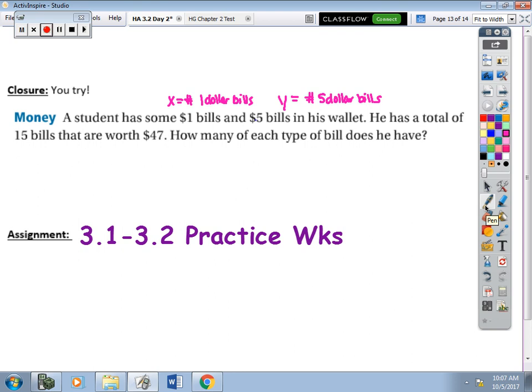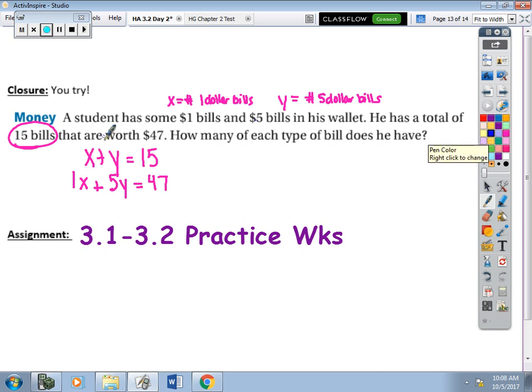So first of all, if he has 15 total bills, that means we're going to take the number of dollar bills plus the number of $5 bills and equal 15 bills. So one of my equations is X plus Y equals 15. Remember, the equation that uses the 47 has to have dollars in it. So $1 times X plus $5 times Y has to equal $47. And then from there, we actually can go ahead and solve this.